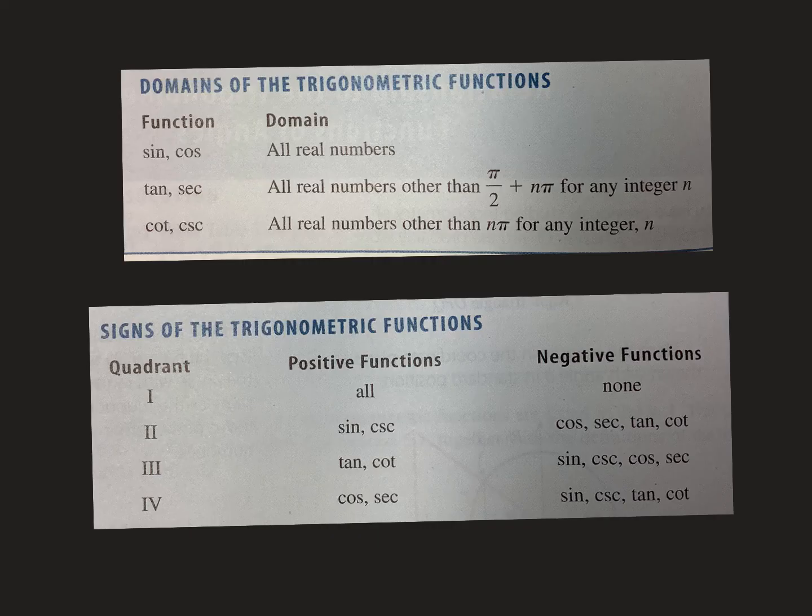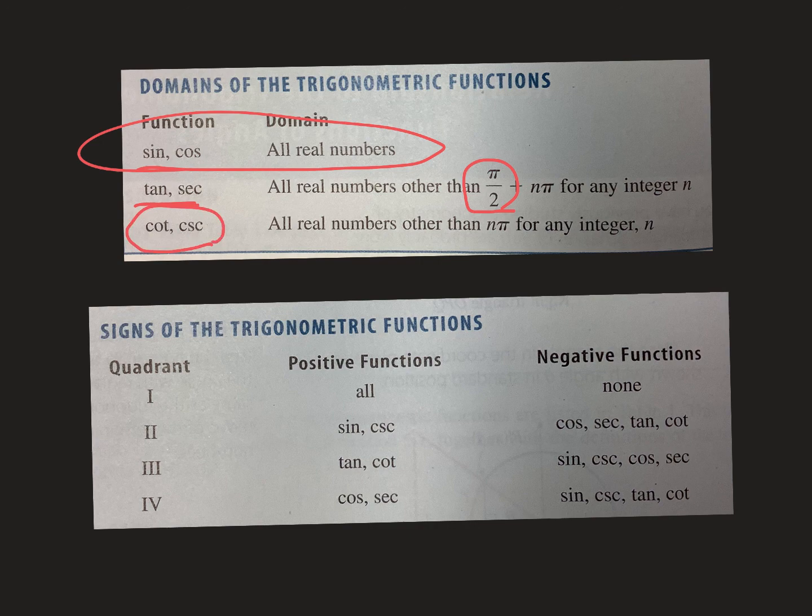All right, domains of the trig functions. For sine and cosine, the domain is all real numbers. Tangent and secant, remember we said some are undefined. They're undefined at all the pi over 2s: pi over 2, 3 pi over 2, 5 pi over 2, negative pi over 2, they're undefined there. So for tangent and secant, the domain is all real numbers except for the pi over 2s.